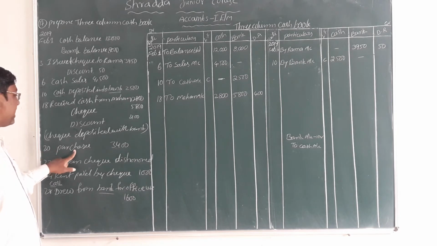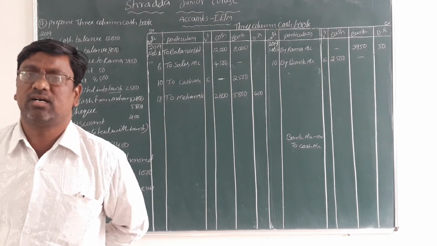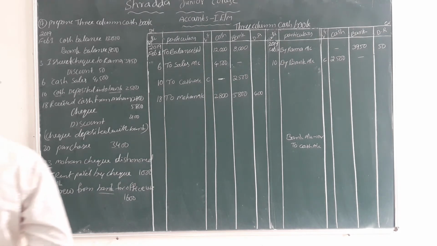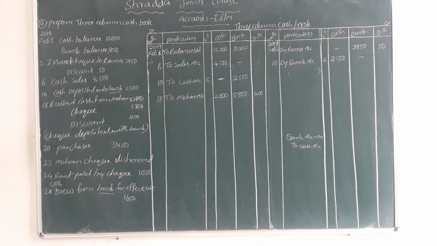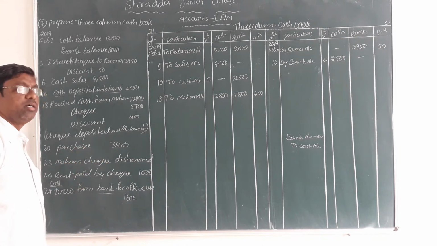20th, purchases 3,400. What we can purchase? Some of the goods we can purchase. How we can purchase it? There is not given how we can purchase. It is in cash or bank or check or any purpose, there is not given. So you can understand, if only purchase is given, it means cash purchases only, isn't it? That's why this goods purchase is cash buy.